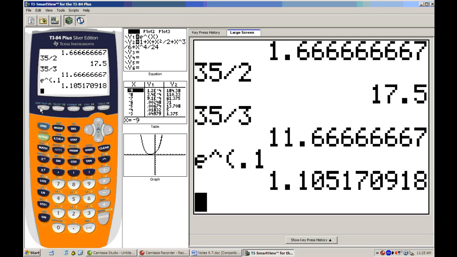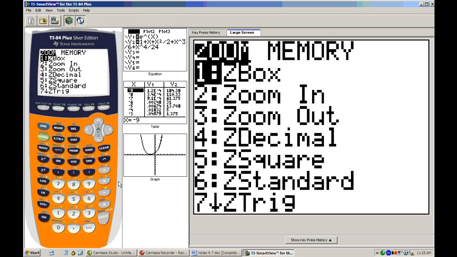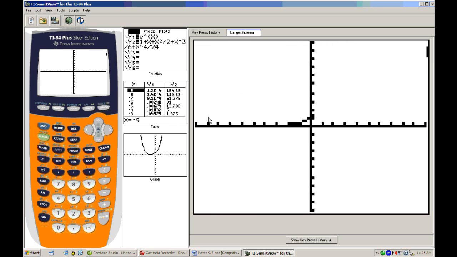Another thing I want to show you is, and I'm so prepared today, I have e to the x in y1, so the original function, and then I have this Taylor polynomial that we created in y2. And if I graph this, it's going to graph e to the x first. So there's my e to the x. And there's my Taylor polynomial. So it's kind of a parabola type shape.